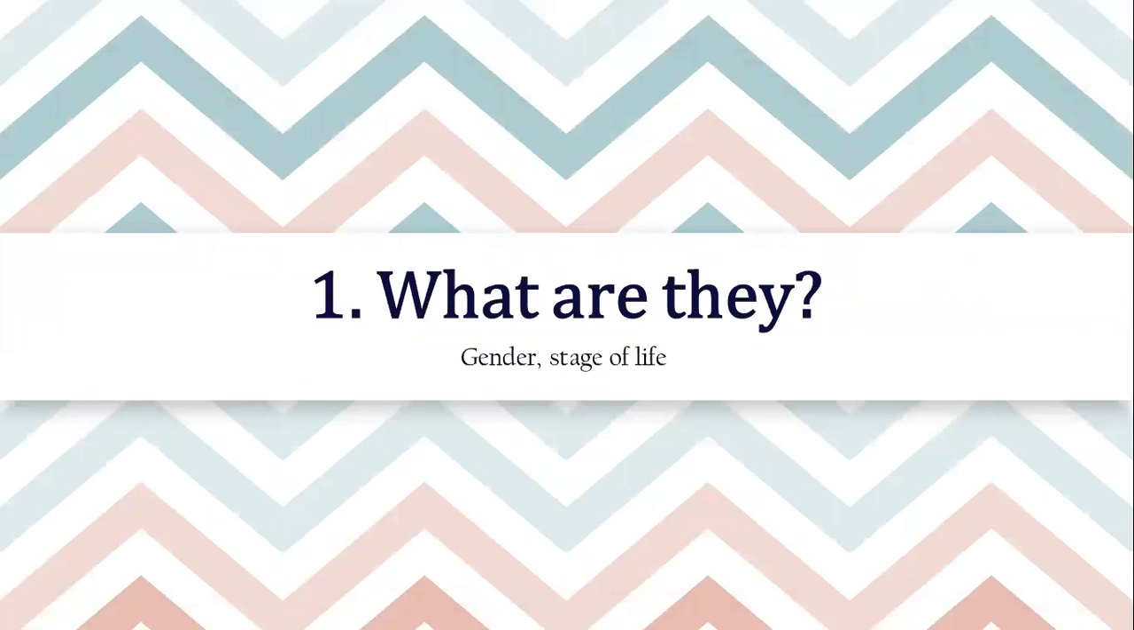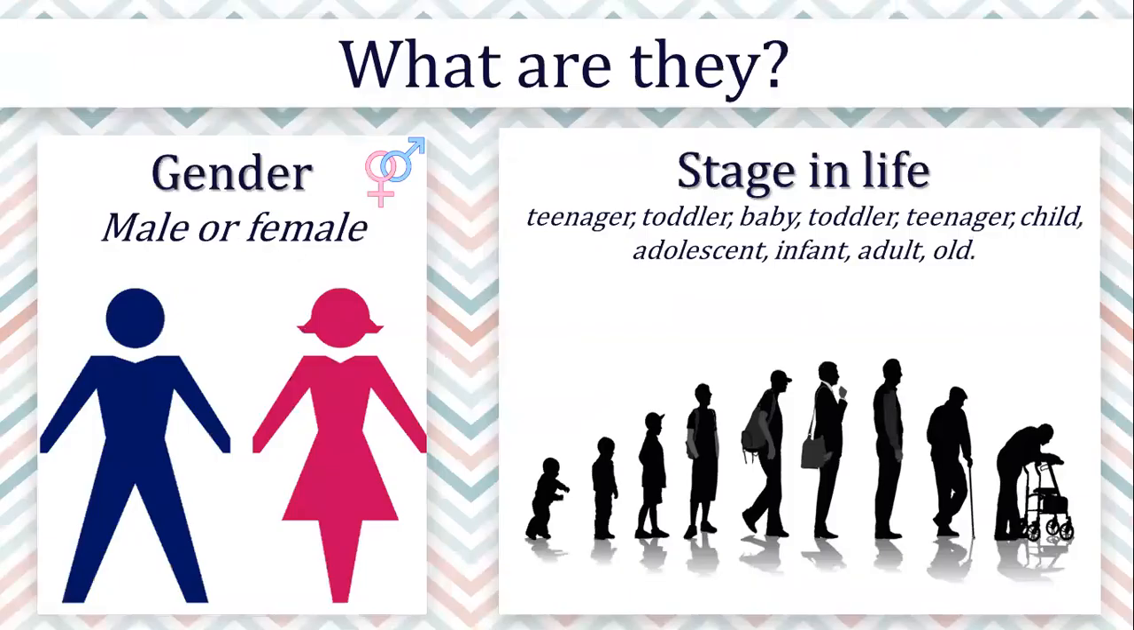The first thing you mention when you're writing is what they are. Whenever you're explaining the character in any story or in any non-fiction, you explain what they are, which means their gender and their stage of life. You need to mention whether they're male or female. And then the stage of life: are they a baby, a toddler, an infant, a teenager, or are they grown-ups or old?